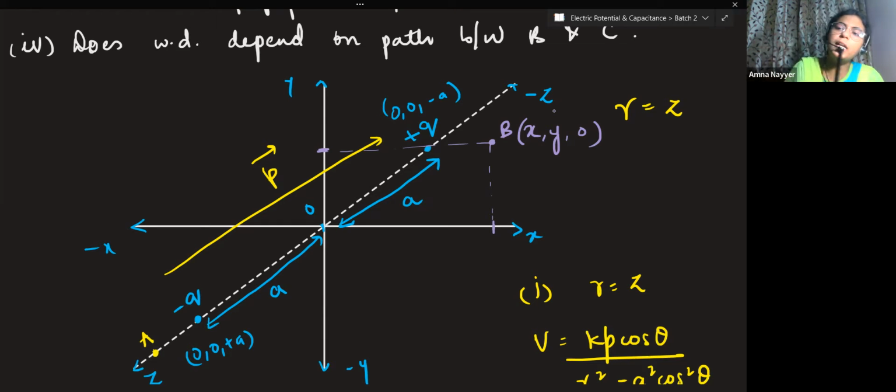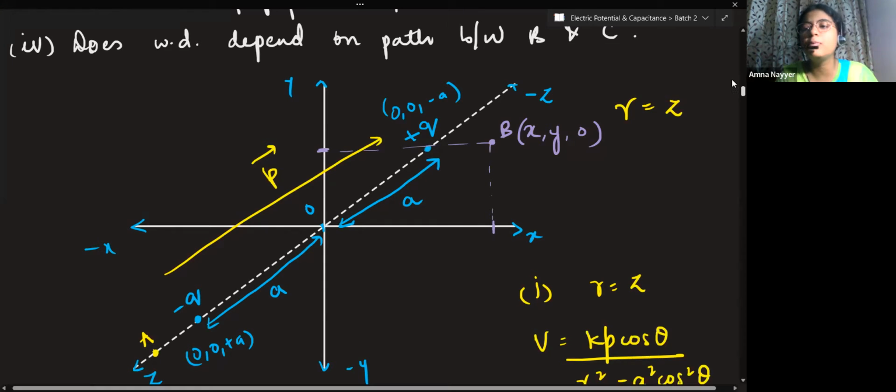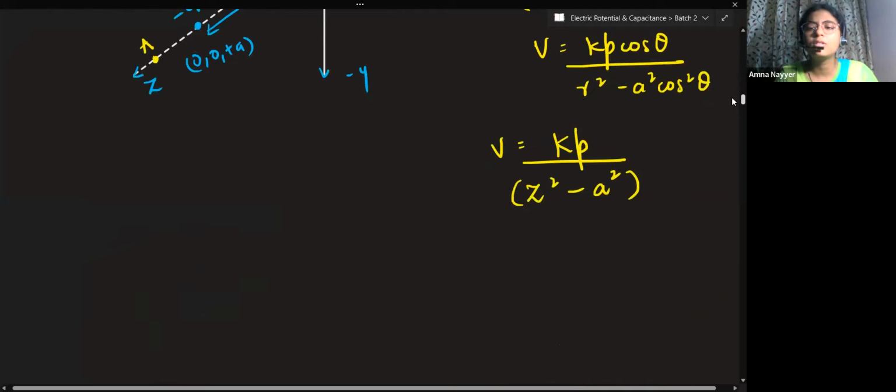Perpendicular to XZ plane, you have Y axis. Perpendicular to ZY plane, you have X axis. So perpendicular to XY plane, you have Z axis. It means B point is at equatorial. So for the answer for the second part, VB will be 0. Equatorial line we have studied, because this is the case of equatorial.